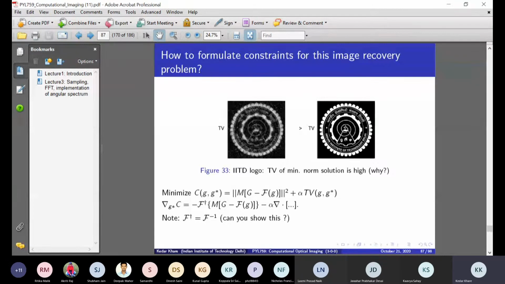It has value of either 1 or 0. It is 1 where we are measuring Fourier transform and 0 where we are not measuring Fourier transform. Okay. And then since we are expecting a good solution to have sparsity in the gradient domain, I can pose this problem in my usual fashion, that I want this norm squared error to be reduced with a penalty on total variation.